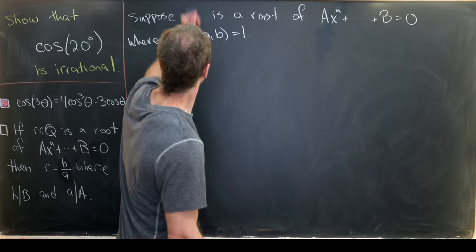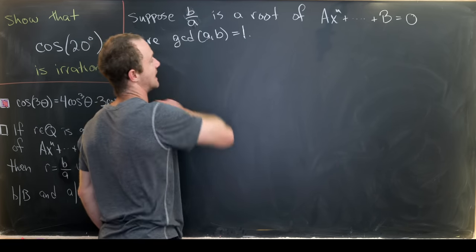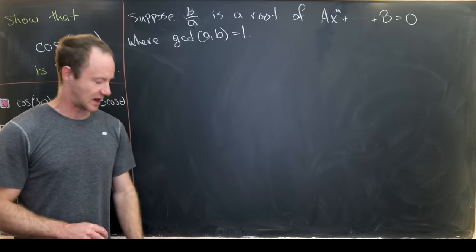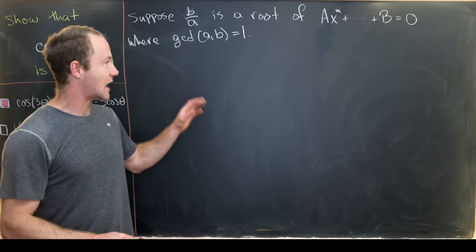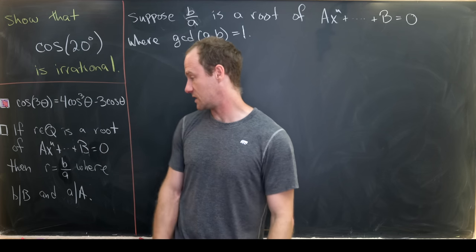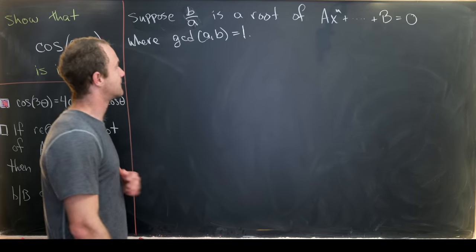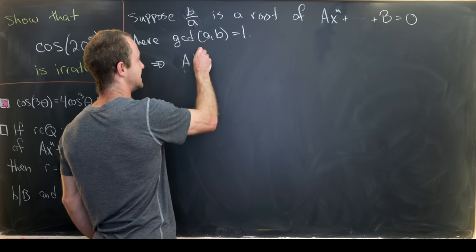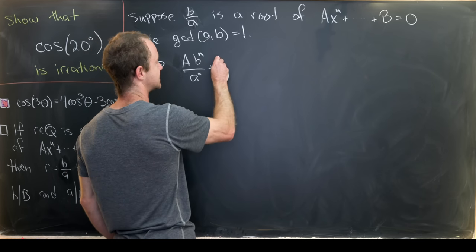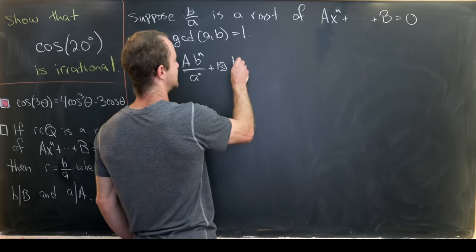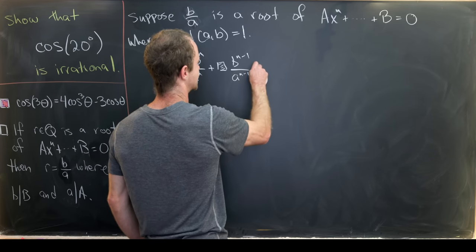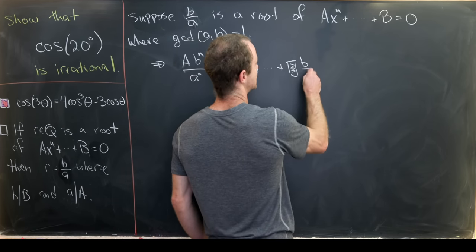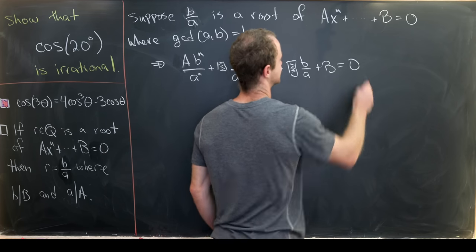So let's maybe suppose that we have b over a, and that's a root of this polynomial. And we might as well assume that these are relatively prime, so the GCD is 1. And now we'd like to get to this condition down here. Okay, so let's see how we could do that. So the fact that b over a is a root of this thing tells us that capital A times b to the n over a to the n plus something, maybe I'll just put box, times b to the n minus 1 over a to the n minus 1, plus all the way down something, which I'll call just box, times b over a, plus capital B equals 0.